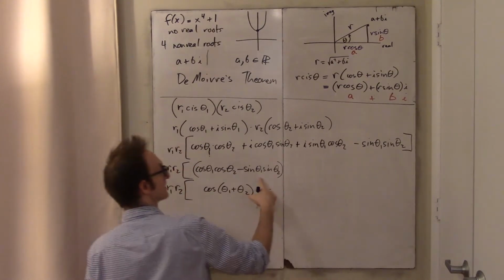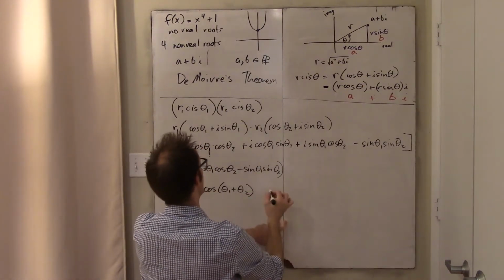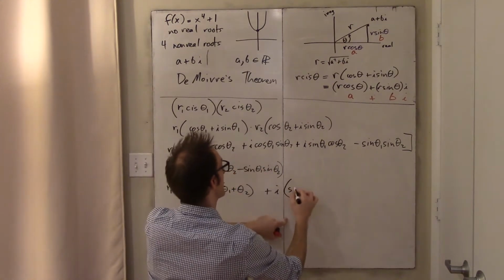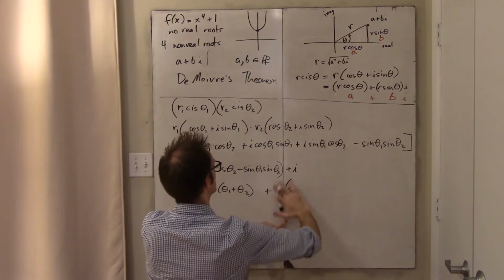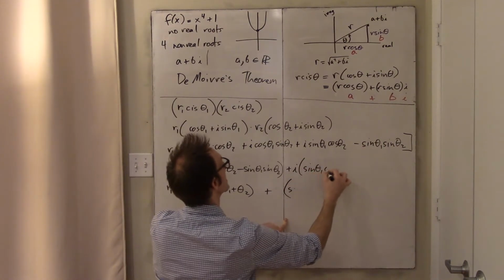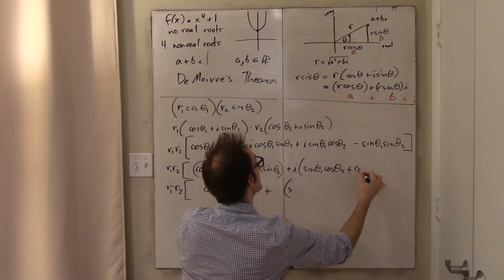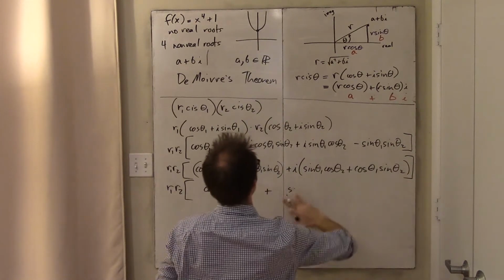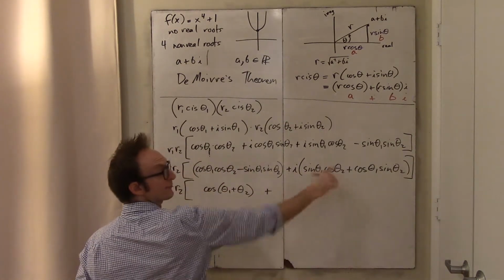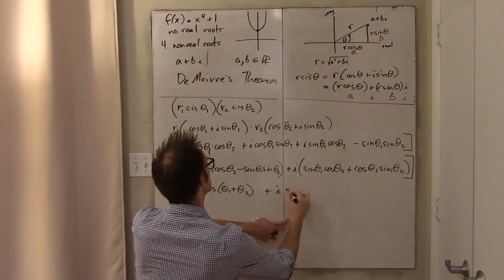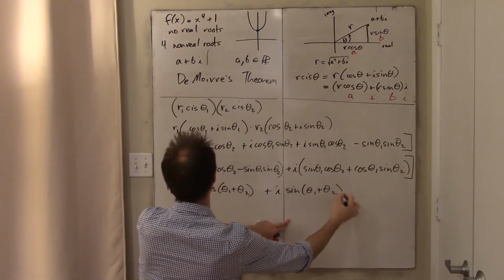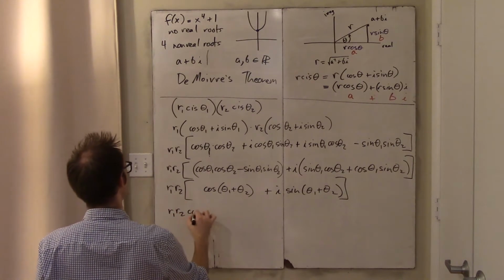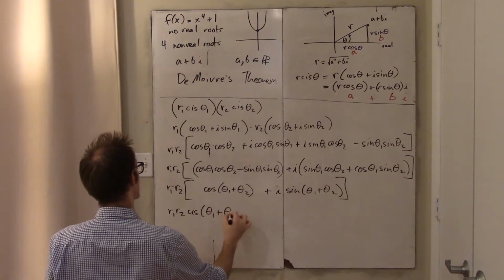And this is plus i times, factoring out the two terms that have i's in them, sine theta 1 cosine theta 2 plus cosine theta 1 sine theta 2. And that should also be immediately recognizable to you as the formula for the sine of a sum. So this becomes i sine of theta 1 plus theta 2. And then using the cis notation, this is therefore r1 r2 cis of theta 1 plus theta 2.